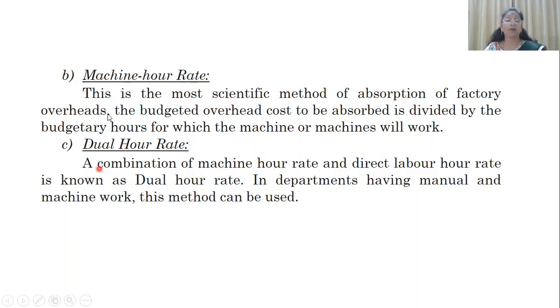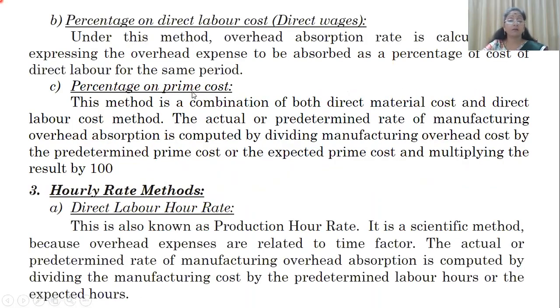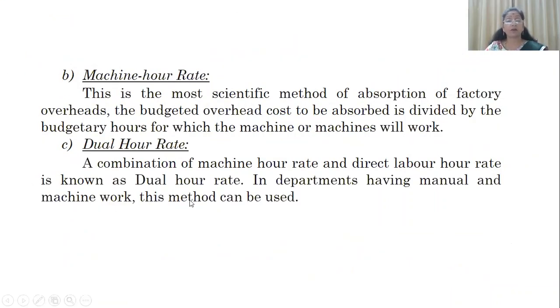Then the dual hour rate, a combination of both manual and machine, labor and machine. What is A here? Direct labor hour rate. The next one is machine hour rate. That is the dual hour rate, man hour plus machine hour. A combination of machine hour rate and direct labor hour rate is known as dual hour rate. In departments having manual and machine work, this method can be used in a factory.